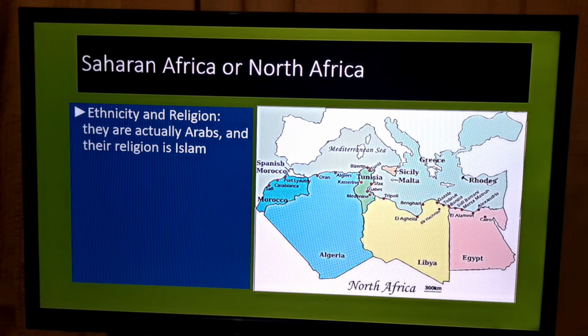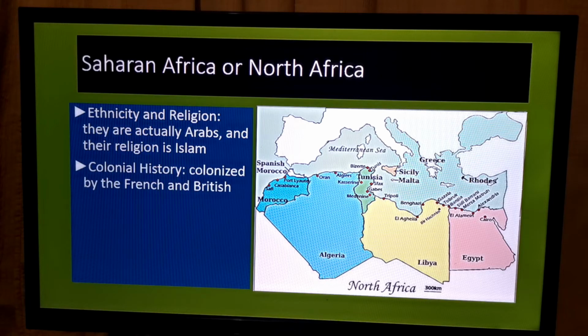Now, the people living in North Africa are actually Arabs, and their religion is Islam. So not all Africans are black, okay? Or not all Africans have dark skin. How the people in Saudi Arabia look like, that's how the people in Egypt and Libya and the Saharan African countries look like. They are the same nation or the same people group as the ones in the Middle East.